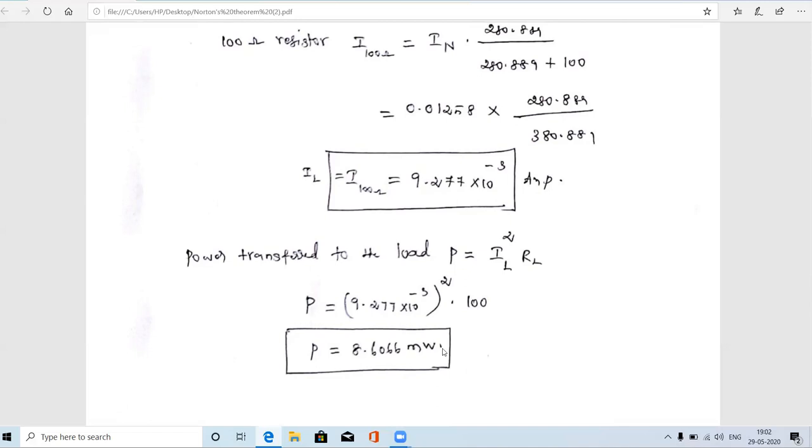In the first step we calculated the Norton's current. In the second step we calculated the Norton's equivalent resistance. In the third step we drew the Norton's model. Then we calculated the current, and then we calculated the power across the particular resistor. So this is the May 2016 question. It's an important question, so you just review that one.